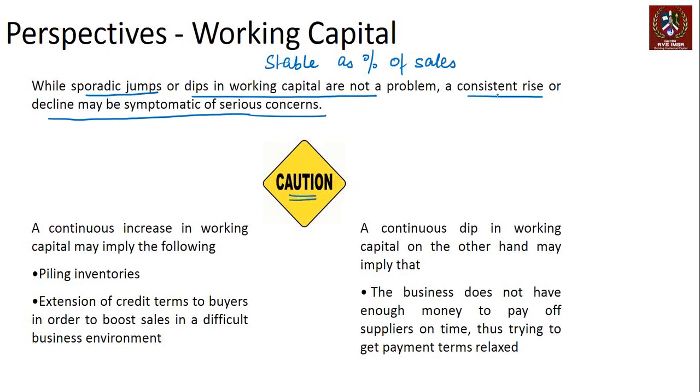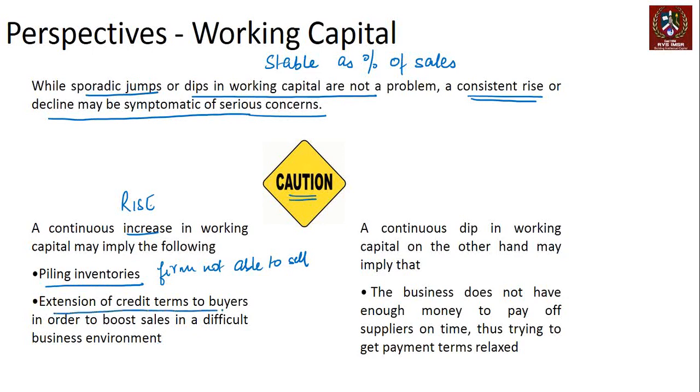So that's a caution that we have to be careful about. If there is a consistent rise, let's understand the rise part first. A continuous increase in working capital may imply that there are piling inventories. The firm is not able to sell what they're producing. That's a possibility.